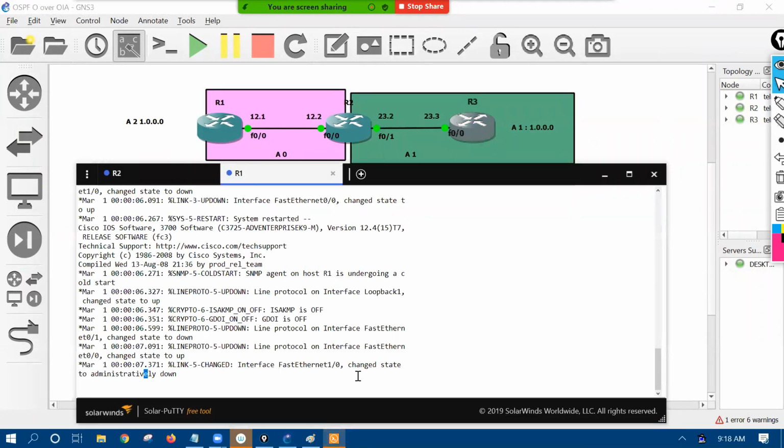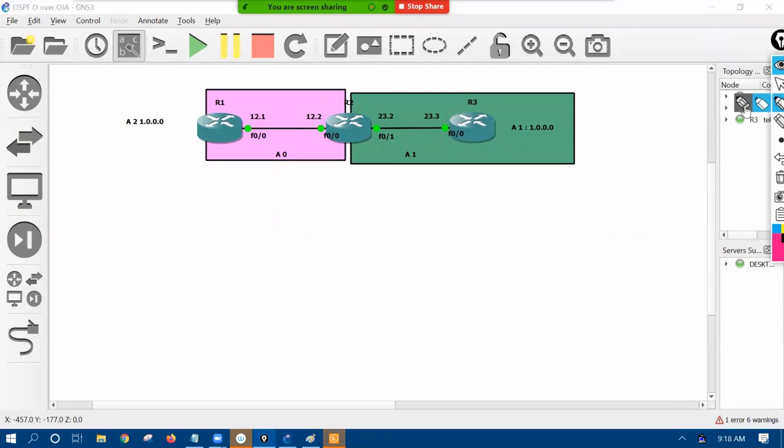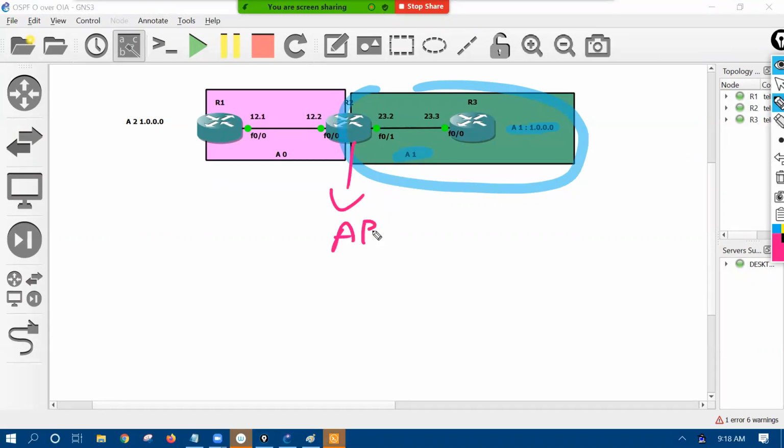Try to understand, this is area number 1 we have, right? And we have 1.0.0.0 in area number 1. So here R2 will become the ABR router. At the same time, what happened? This interface belongs to area number 0, and we have the same 1.0.0.0 route that belongs to area number 2.